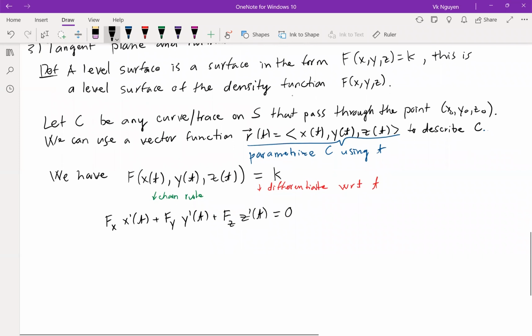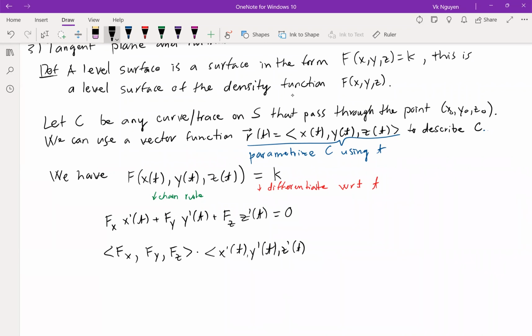Okay, so what do we know? Well, we're going to be using a dot product. That is the same as the dot product of (fx, fy, fz) dot (x prime t, y prime t, z prime t), and it is equal to 0. Amazingly, it's equal to 0. If it's equal to something else, then it's not significant at all.